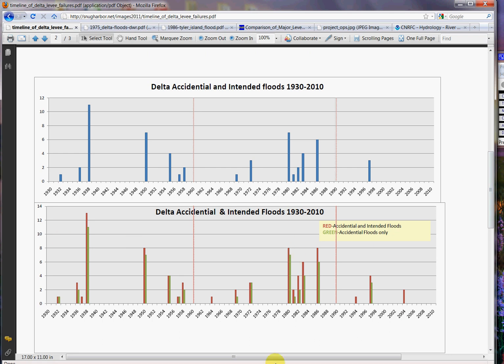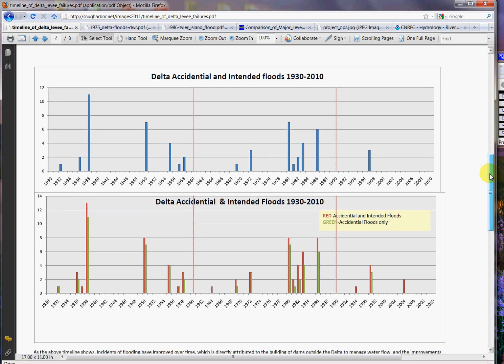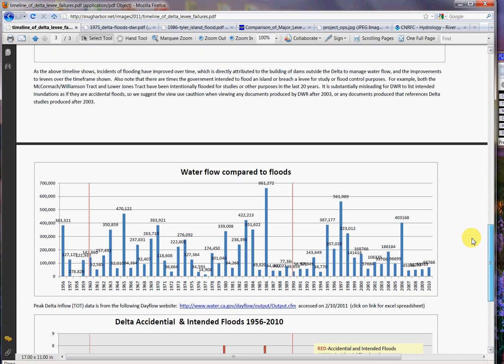So you can see here's a timeline, and I use 1930 because that's when the federal project levee started being improved, and that's when the federal government starts paying attention to the Delta and starts tracking records. So there's more accurate records along there. And again, this is only Delta islands. This is not any other islands outside of the Delta, as the Dreams report covers. So you'll see a timeline showing accidental and intended floods combined, that would be Dreams report numbers, and then accidental floods only, which is the more appropriate way to look.